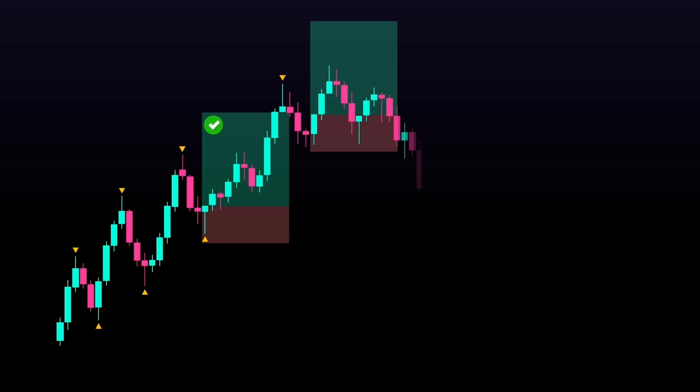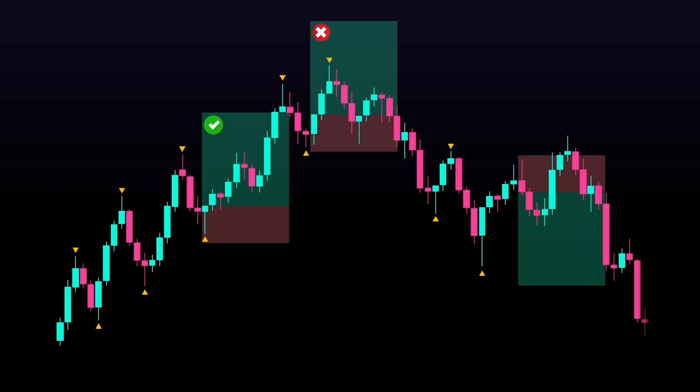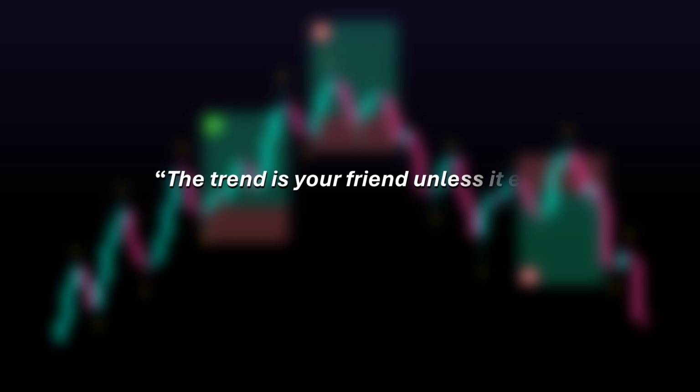No matter what trading strategy you use, going with the trend gives you a better chance to win. But you have to watch out for reversals because they can take away your profits, or the market even stops you out, even if you were right about the overall direction. There's a common saying: the trend is your friend unless it ends.